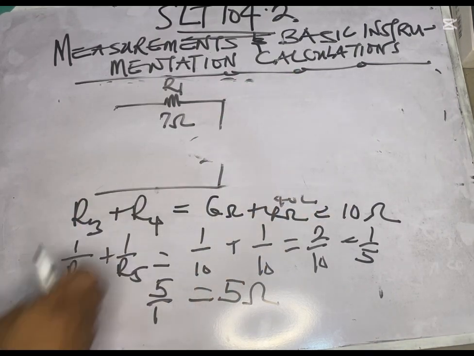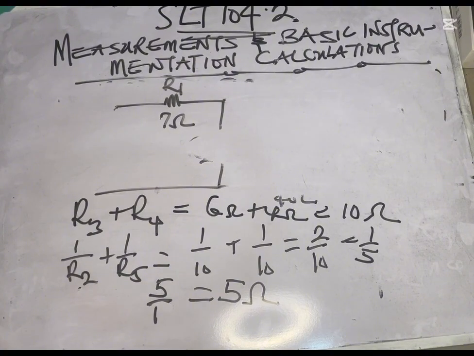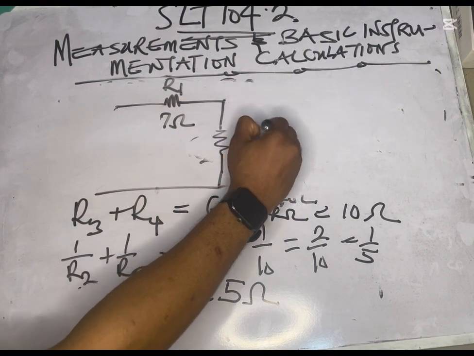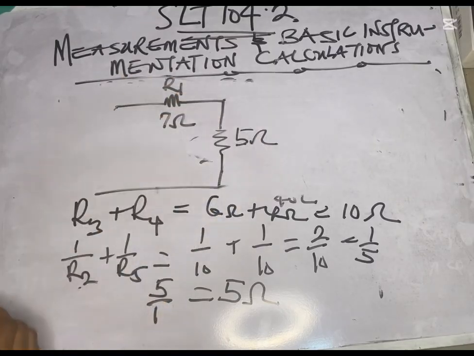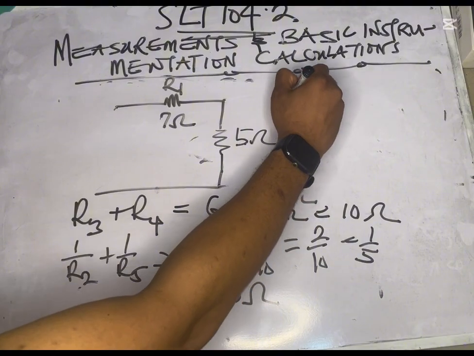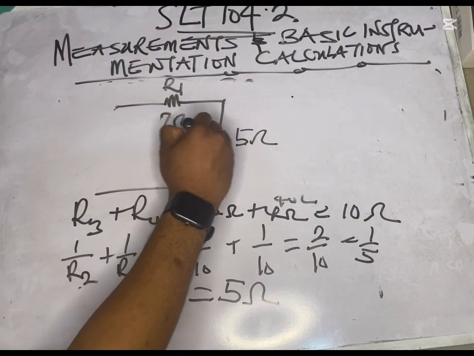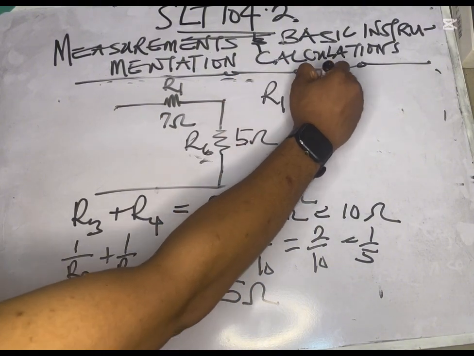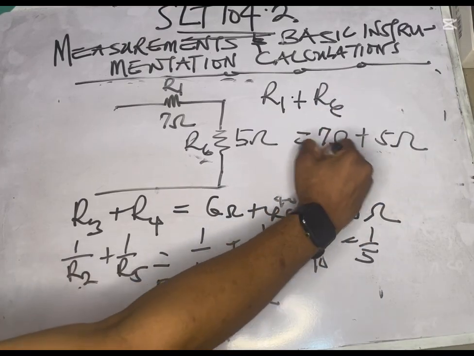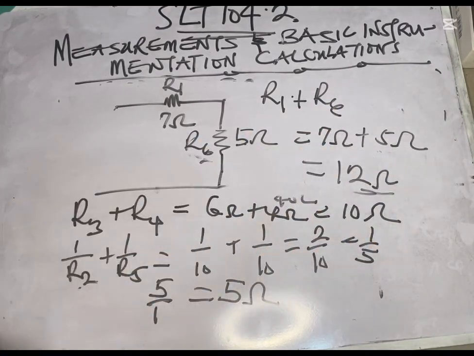At this point, remember you have 7 ohms left, so you've been able to resolve those two. Now you have 5 ohms. If you look at it very well, you realize that 7 ohms and 5 ohms are now in series to each other. So it's very simple now. Let's call this R6. So now you do R1 plus R6. The final resolution is 7 ohms plus 5 ohms, which will give you 12 ohms as your final answer. So that is the final equivalent resistance for the circuit.